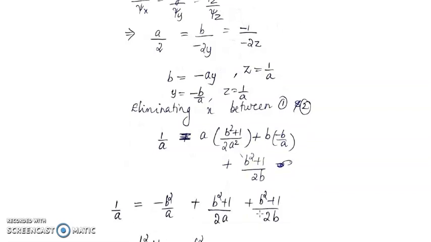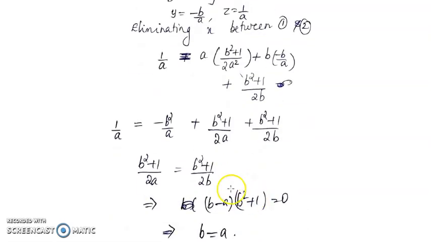So therefore we will get 1 by a equal to minus b square by a. Here b square plus 1 by 2 is common. So you will get b square plus 1 by 2a plus b square plus 1 by 2b. So on simplifying you will get b square plus 1 by 2a equal to b square plus 1 by 2b.